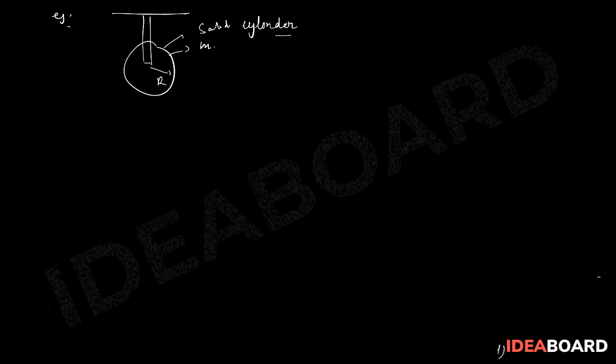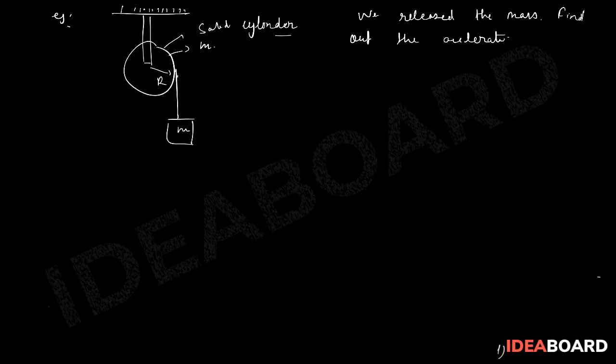Okay, so if this is in the shape of a solid cylinder, and suppose that there is a mass m which is hanging from the help of a rope. Now we release the mass m. So find out the acceleration of the block after some time.